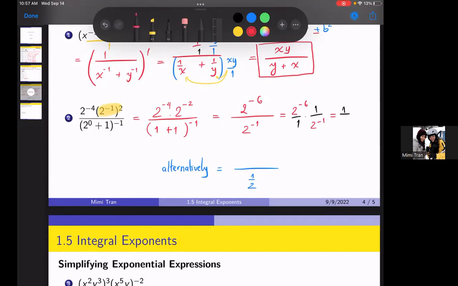So 1 over 2 to the 6th, and rewrite the second one. Still 1 over 2 to the negative 1, which is equal to 2 to the what? 2 to the 5th, right? 2 to the 5th. Then you plug it in your calculator. 2 to the 5th is 32.